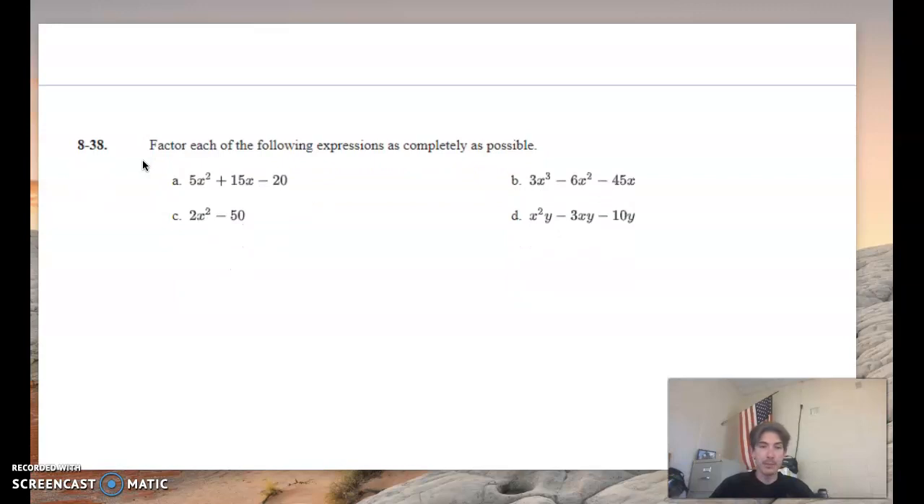I'm going to go through one or two of these problems, showing you that process again, reviewing that complete factorization, and let's go ahead and talk about it here. We're going to start with part A here, where it says factor each of these expressions as completely as possible.